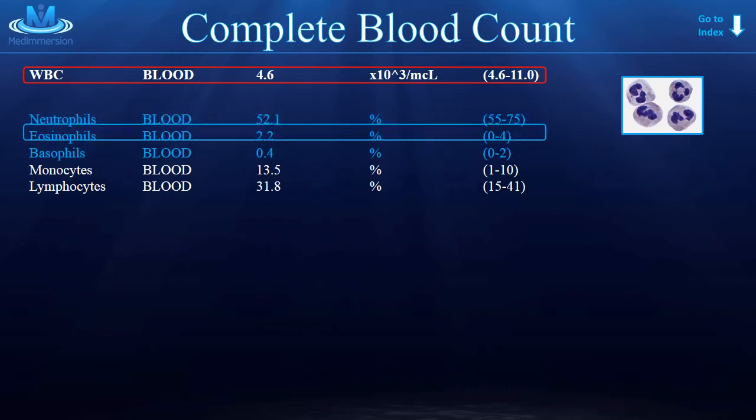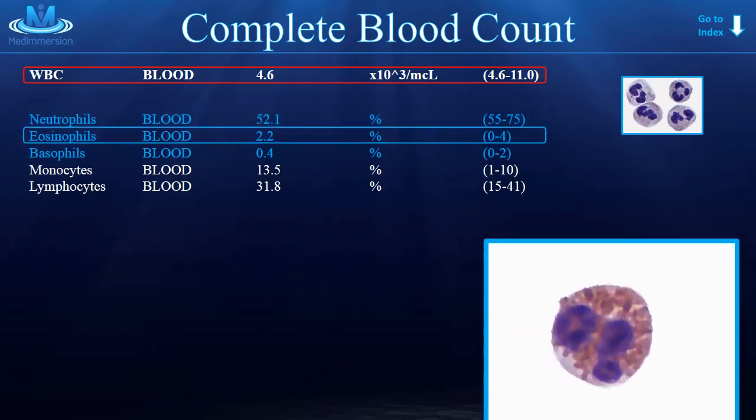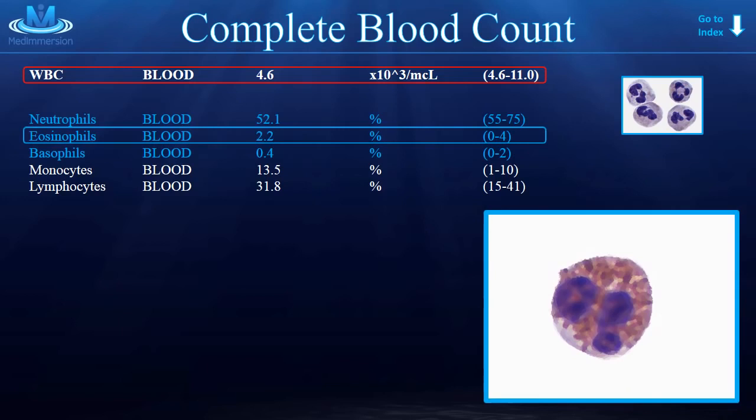Okay, next on our list to talk about are the eosinophils. And these cells are named eosinophils because they stain very well with the dye eosin, which is a red dye. And so you can see already from this picture that this cell is slightly more red than the picture of the neutrophils above it.